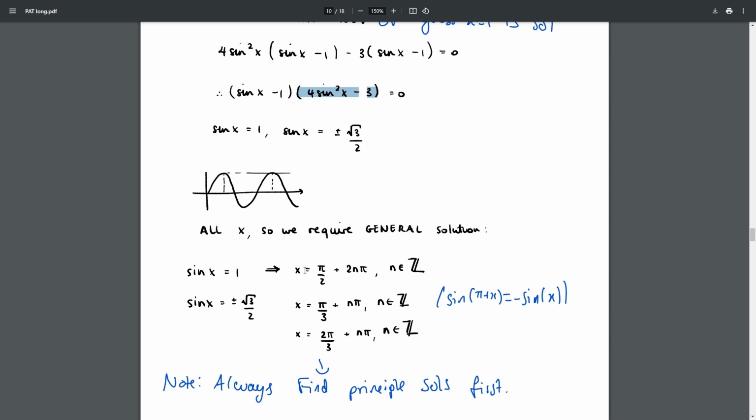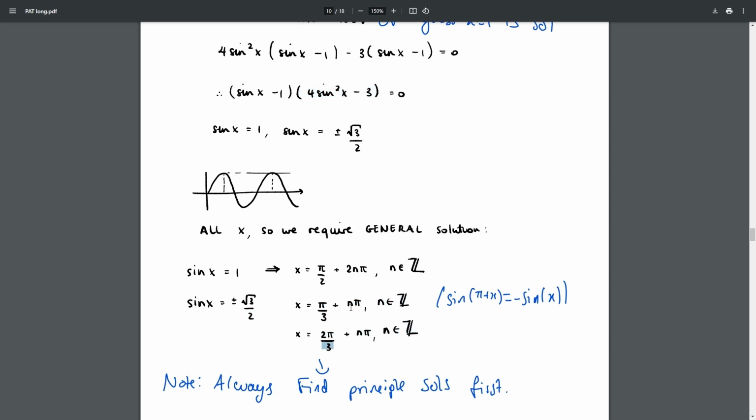So for sine x is 1, it's just going to be pi over 2 plus or minus 2 pi n, where n is an integer, so minus 1, 2, whatever. If we do all the integers, that will give us every solution. And then for plus or minus square root of 3 over 2, we can find the two principal solutions for the positive solution. So sine x is positive square root of 3 over 2. Our principal solutions are pi over 3 and 2 pi over 3.